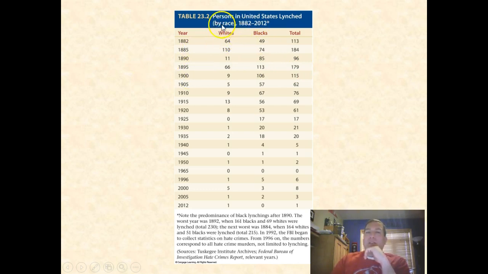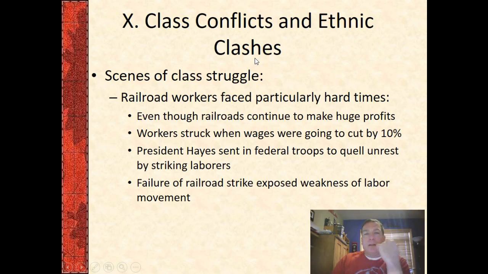So these would be scalawags, carpetbaggers, people who are seen as being sympathetic to African Americans. They're going to be killed in order to send a message to them that they need to stop helping out African Americans. This is where we transition then into new things that are taking place.